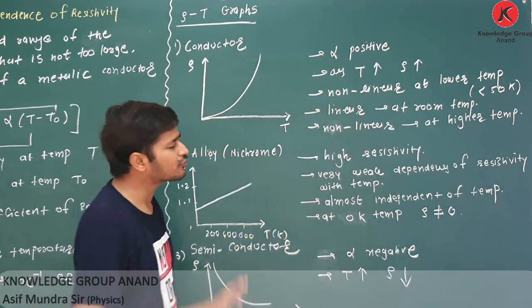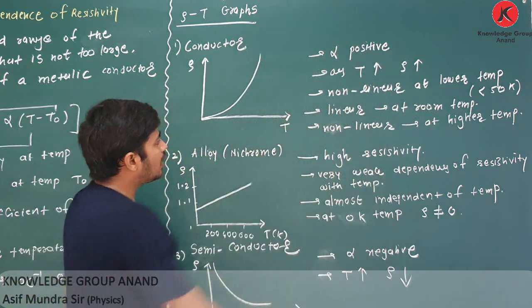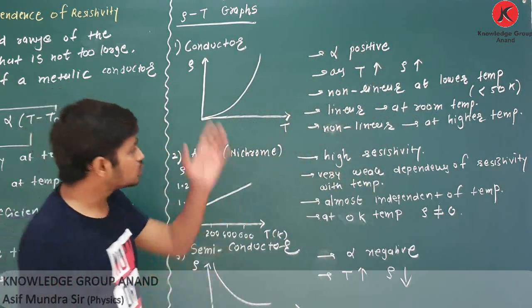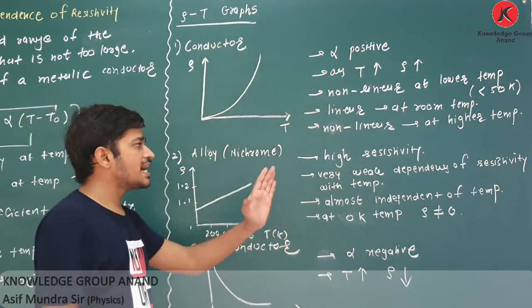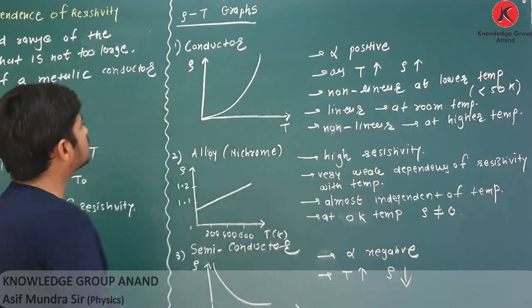So yes, we have to remember 3 points. At lower temperature, that is less than 50 Kelvin, the graph is non-linear. At room temperature, it is linear, and at higher temperature, it is again non-linear. Clear? So that is about conductors.